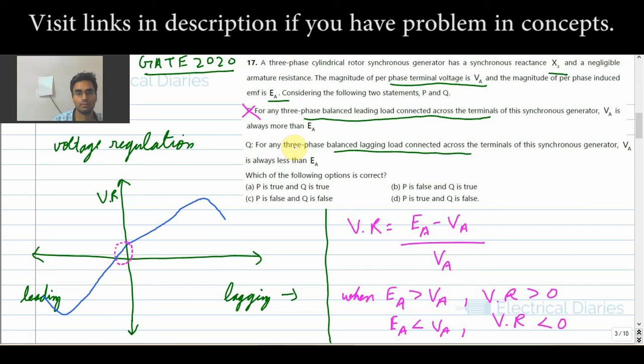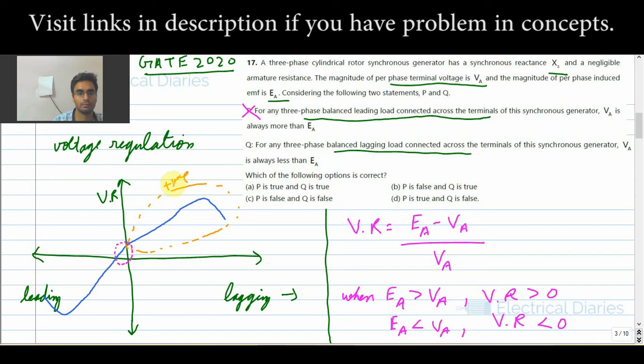Now for any three-phase lagging load, okay, so lagging load means this side, the VA is always less than EA. Okay, VA is always less than EA means that the voltage regulation is always positive. So yes, for lagging loads, the voltage regulation is always positive.